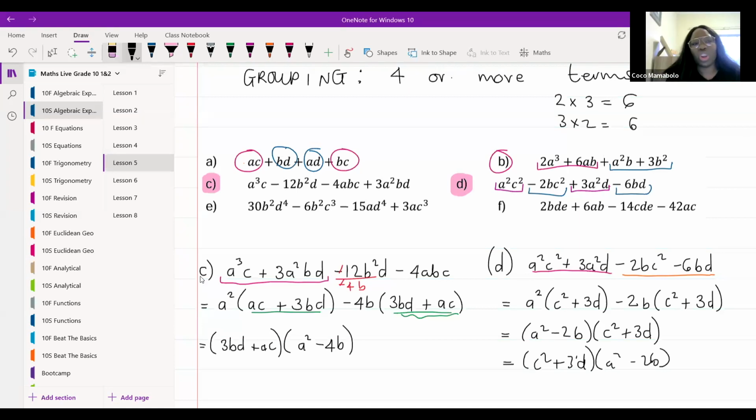When I was doing it earlier, I also grouped them the way that you grouped them. I did these two, and I took c squared out as a common factor, and then I grouped these two, and then I took 3d out as a common factor. Did you do that? Yes, ma'am. And we got the exact same answer.